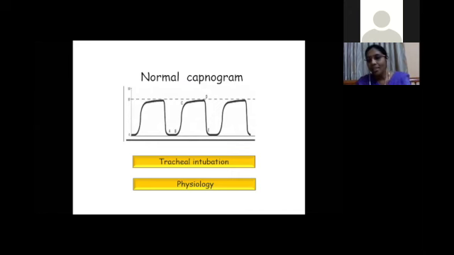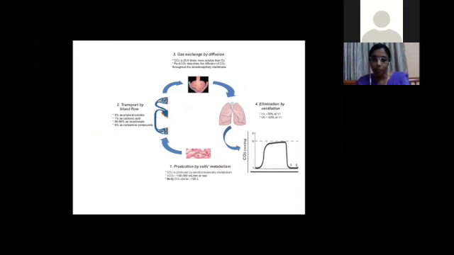From where does this carbon dioxide in expired air come from? Carbon dioxide is produced at the level of the cells by cellular metabolism. It is transported by circulation to the alveoli. At the level of alveoli, carbon dioxide diffuses from the blood into the alveoli, from which it is finally eliminated during expiration. And what we are monitoring here is the carbon dioxide in the expired air.